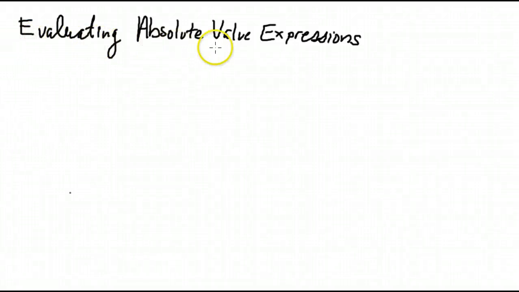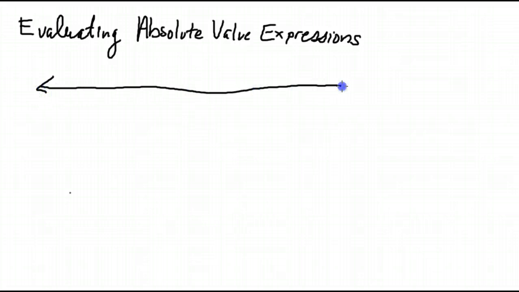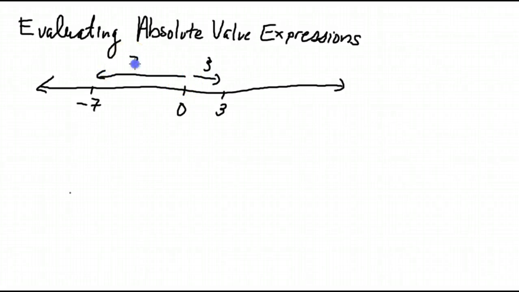Evaluating absolute value expressions. So the first question is, what is absolute value? Absolute value you can think of as the distance from 0 on a number line. So here's 0, here's -7, here's +3. This is 3 units from 0. 3 units to the right, we call it +3. This is 7 units from 0. Okay, so how far it is from 0. Not whether it's to the left or to the right, but how far.